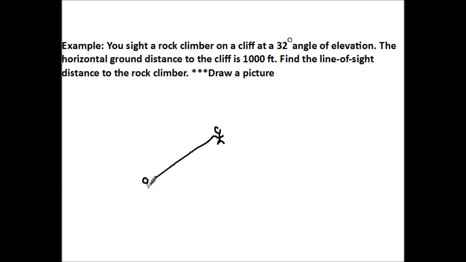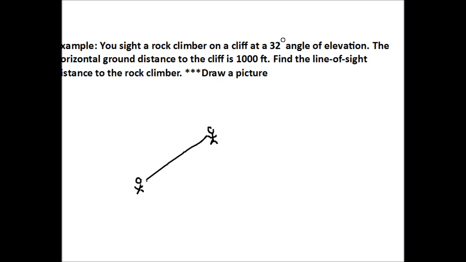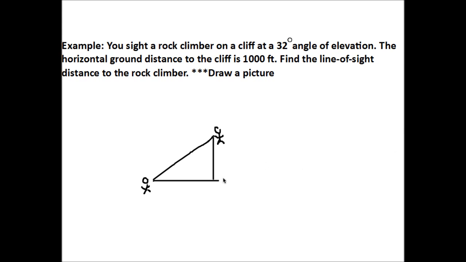Here is my person on the ground. Let's finish our horizontal line distance, and our vertical distance. So my picture should look something like this. Of course, we got to put in our right angle. Alright, let's fill out the information.